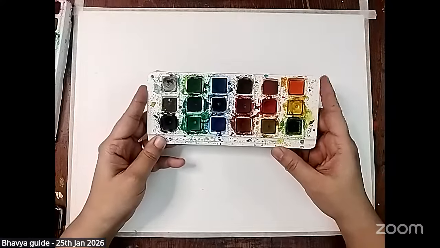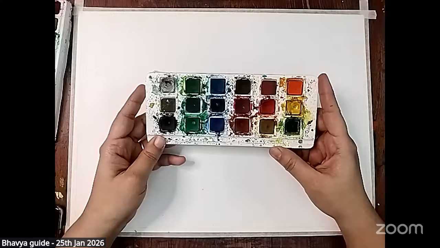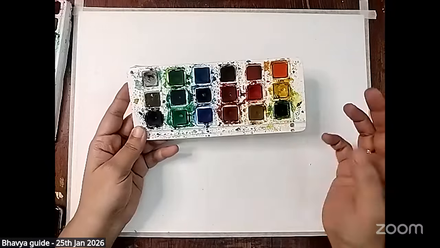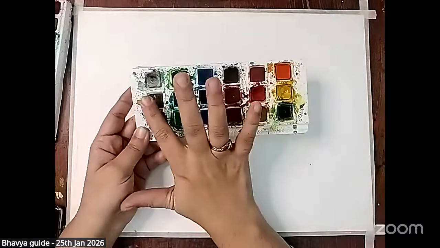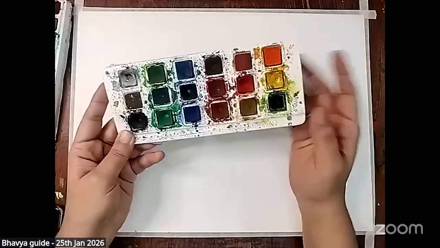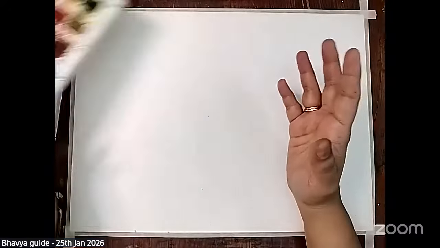Now, after sticking this paper, I'm going to take color cakes like this, watercolor cakes like this. You can use this one. This will be hard. Put one drop of water on all the cakes. Let the color get loose. After that, I'll be using brushes.